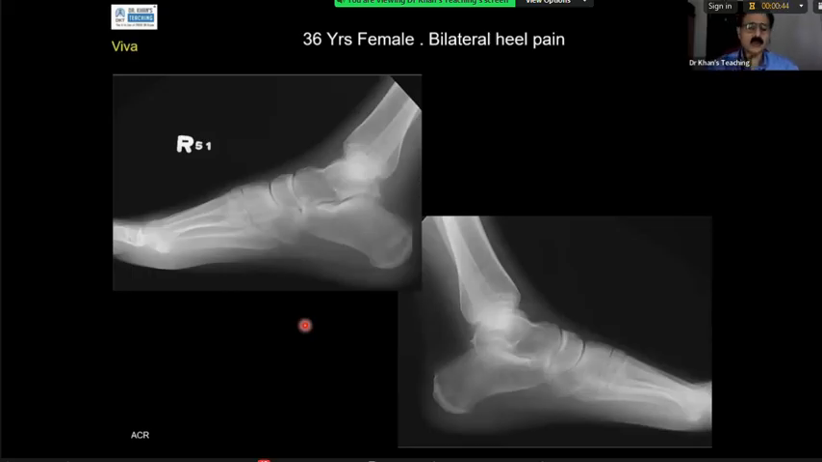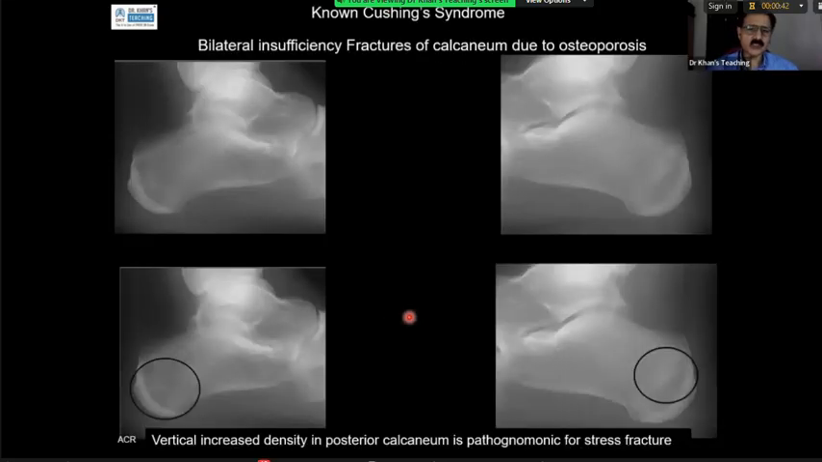Excellent. So please remember, and this is the type of case which can come in the rapid reporting also. This is known as insufficiency fracture of calcaneum due to osteoporosis. So the osteoporosis per se is not visible on radiograph, but the insufficiency fracture is. I used the wrong word, stress fracture. Please remember insufficiency fracture versus stress fracture. You should have a clear-cut idea of the definition.